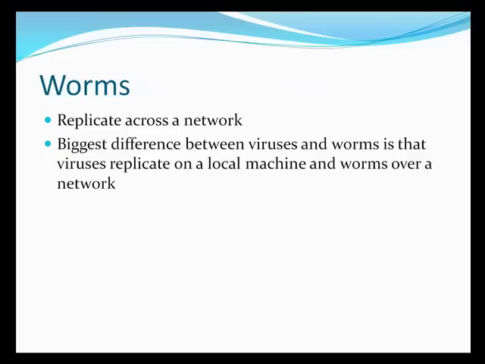So worms are different than viruses, and the big difference is that they replicate across a network. The biggest difference between viruses and worms is that viruses replicate on a local machine and worms generally replicate over a network. Now, with that said, there are some gray areas, because not all viruses and not all worms follow the strict rules. So just bear in mind you might find some gray areas and exceptions to these rules.